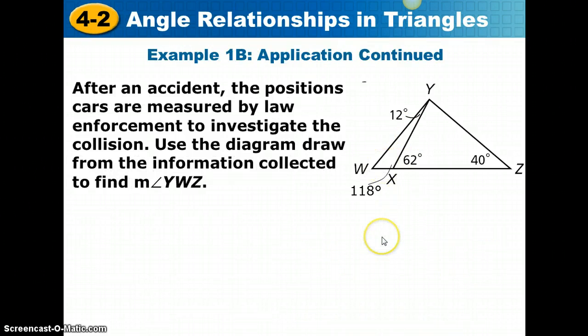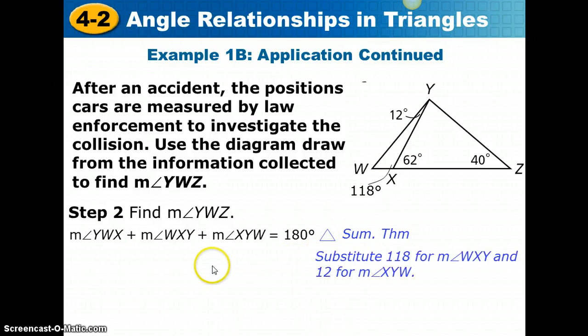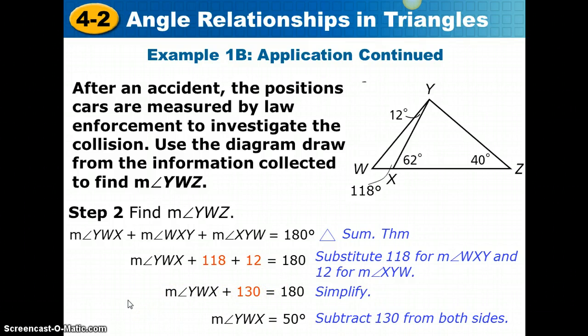Now that I know that, I can find the measures using this smaller triangle, plugging in what we know. This is 118. We know this is 12. So to find the measure of angle YWX, we take away 118 and 12, or 130, from 180, and we get that YWX measures 50 degrees.